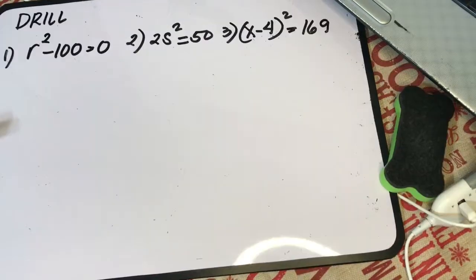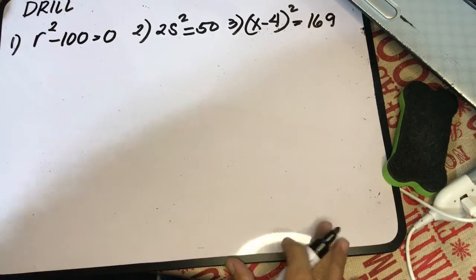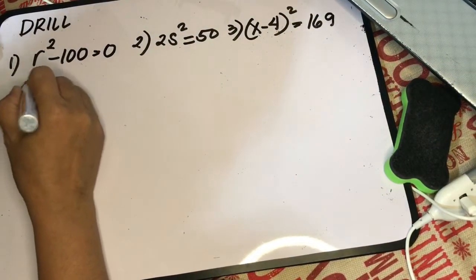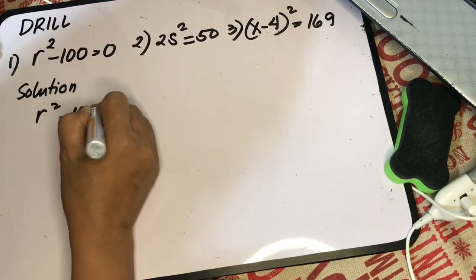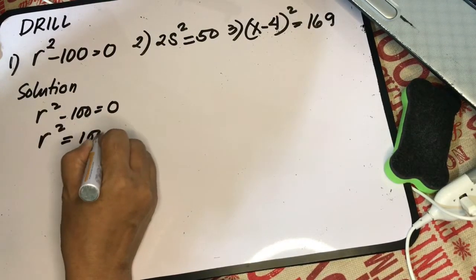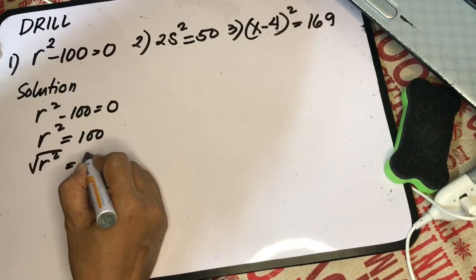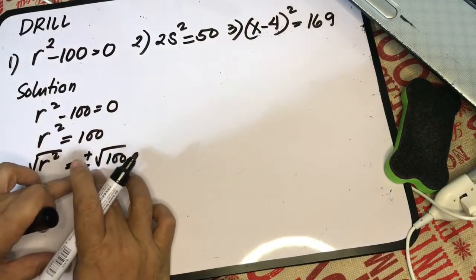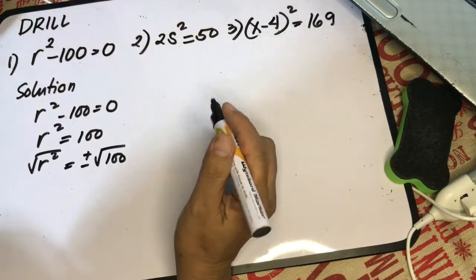Okay? Okay, so let us have a drill. In number 1, you have r squared minus 100 equals 0. Again, our solution will be, we have r squared minus 100 is equal to 0. So this is r squared equals 100. Again, we have to take the square root: r equals plus minus the square root of 100. Bakit dalawa agad ang nilagay ko? Because I know that 100 is greater than 0. So we have two possible solutions.